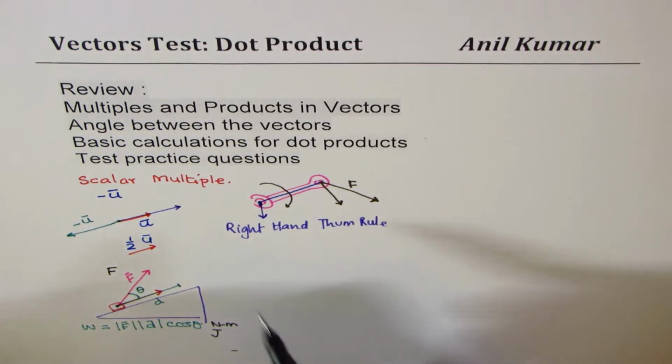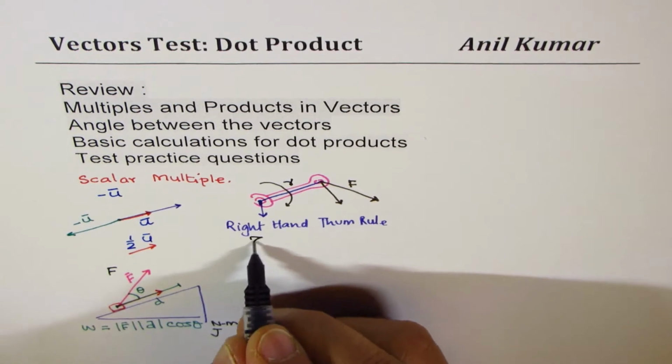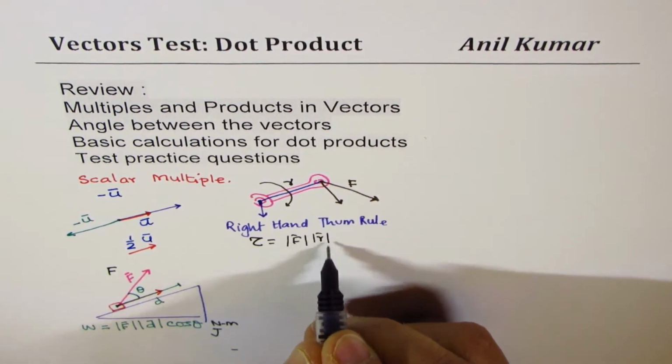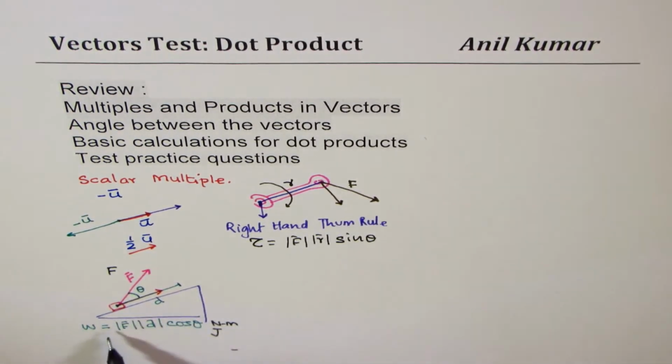And if this distance is, let us say, r, then the torque is magnitude of force times magnitude of r times sine theta. So whereas in the work done it was cosine theta, here it was sine theta.